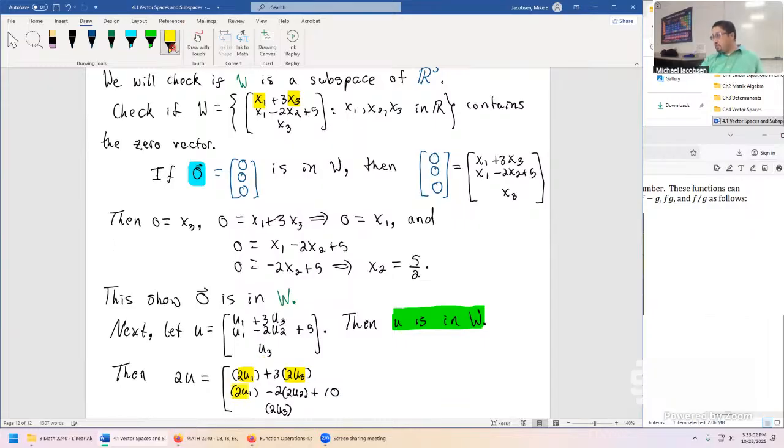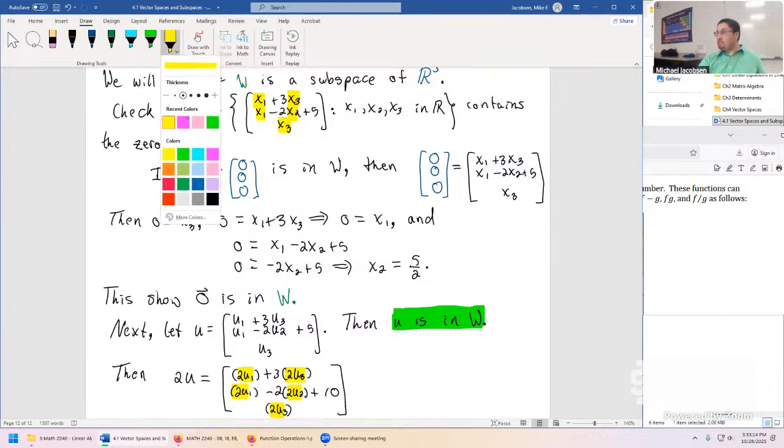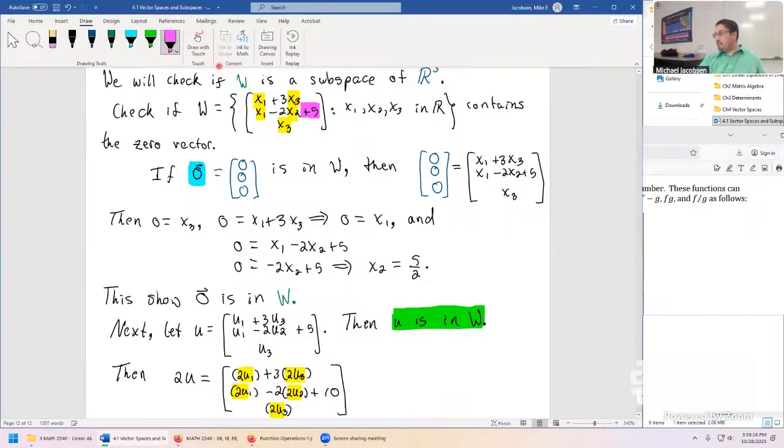So all those values are the things that we need to get inside the set W, but the 10 is the problem. The moment we have a 10, we've broken the definition of the set. There had to be specifically a 5 right there, and we have a 10. This is enough to show that 2U is not in W.